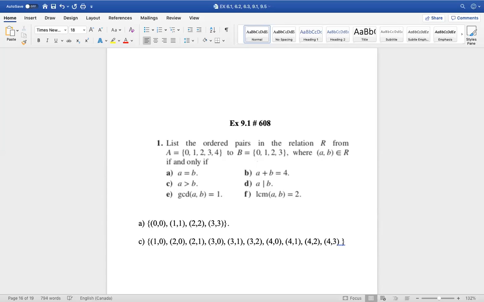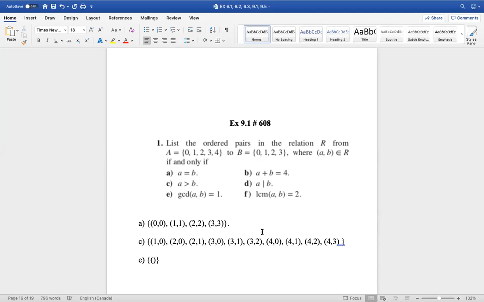Okay, let's do another, part E. In part E we have to take the GCD, where GCD of (a, b) equals 1. So what we have to do is take the greatest common divisor.